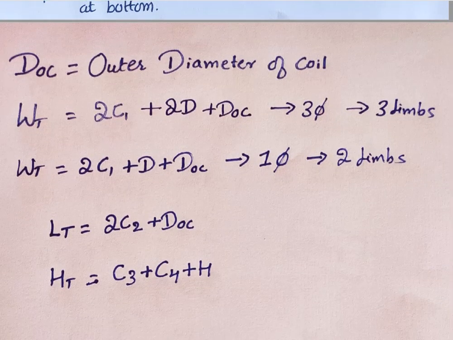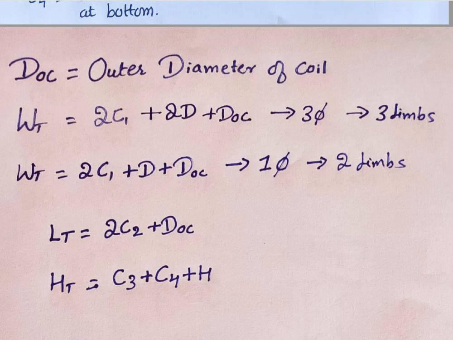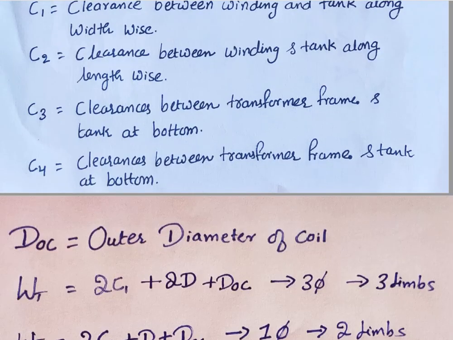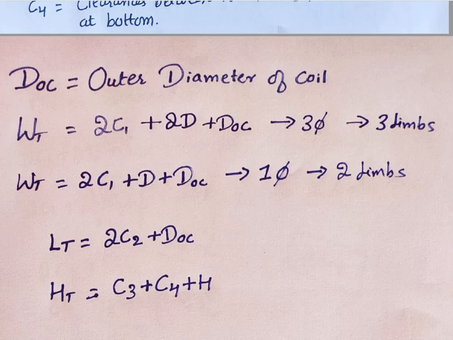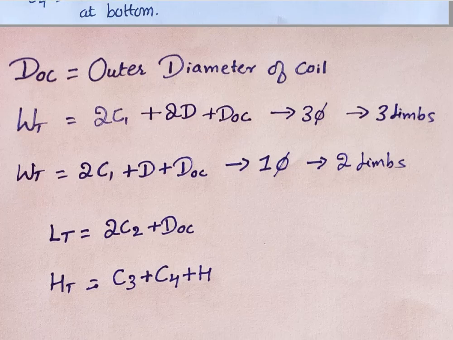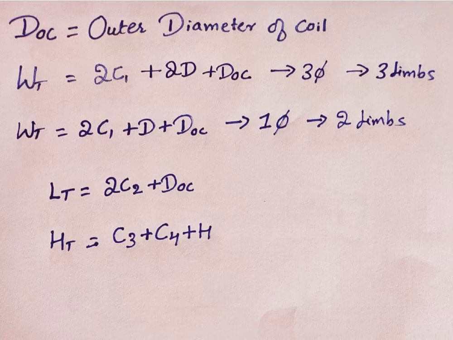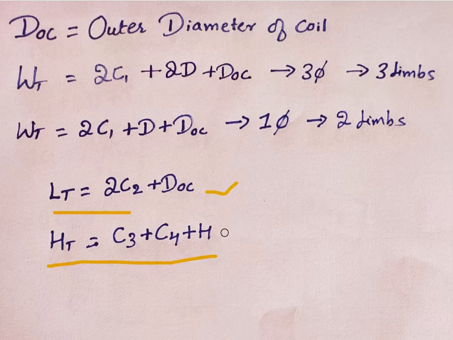D was the outer diameter of the coil. So WT equals 2C1 plus 2D plus DOC. How do you get WT? It is D plus D, 2D, and half of DOC and half of DOC, so 1 DOC, plus C1 plus C1, 2C1. You will get this for three phase, which has 3 limbs, and single phase has 2 limbs. The length of the tank and height of the tank have been given by these formulas, so while solving the problems you can use this. Now let us solve some problems on this.